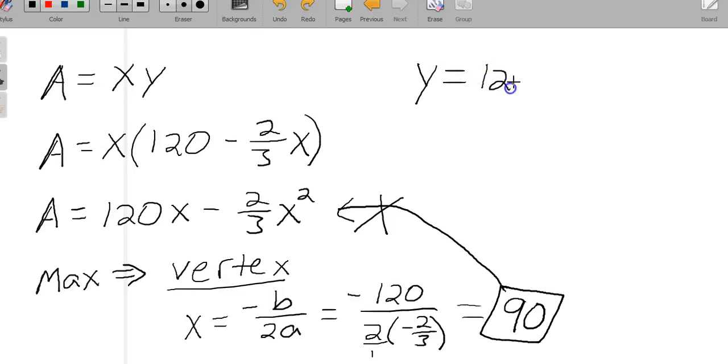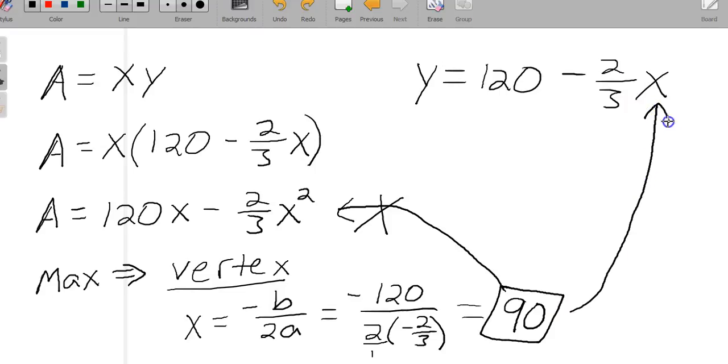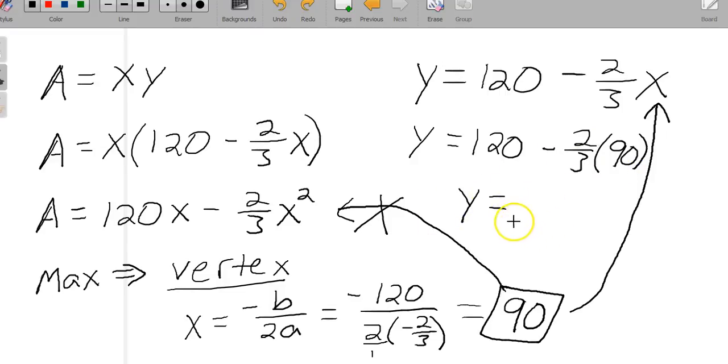So I'll start back over. Y equals 120 minus 2/3 x. This is where we want to plug in our value for x. So we're going to end up with y equals 120 minus 2/3 times 90. And again, I'll skip the details on working that out. A calculator would help you with that. What you should end up getting is 60 for the width. So the dimensions that will maximize the area would be 90 feet by 60 feet.